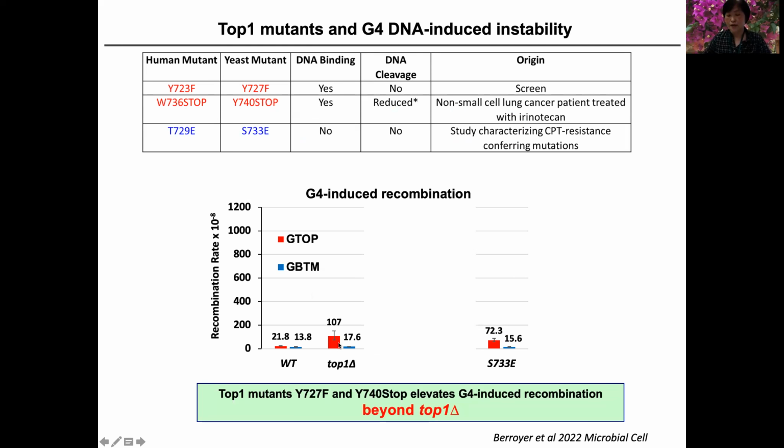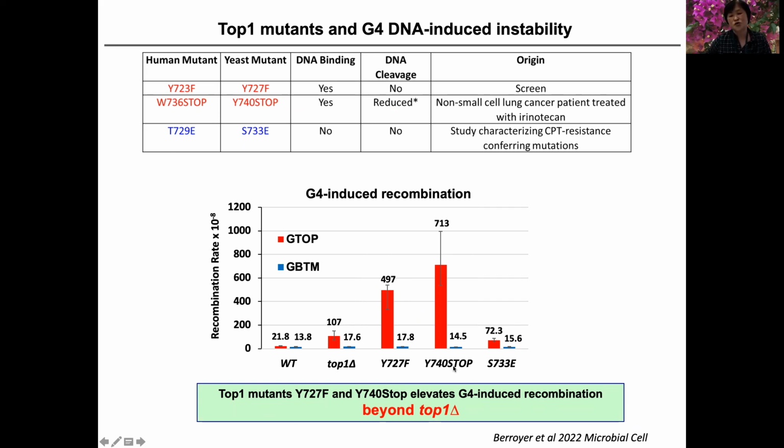When we express this in top-1 deletion strain, first of all, a review of top-1 deletion: complete null of top-1 increases recombination rate only in GTOP, and now it's about 107. When we express S733E mutant in place of wild type top-1, mutation is only elevated for GTOP, but up to about 72.3. With error bars, this is statistically the same rate as complete null of top-1, which makes sense. You have a dysfunctional mutant expressed in place of wild type. Obviously, it's going to act like top-1 deletion. So obviously, that's not where the surprise comes.